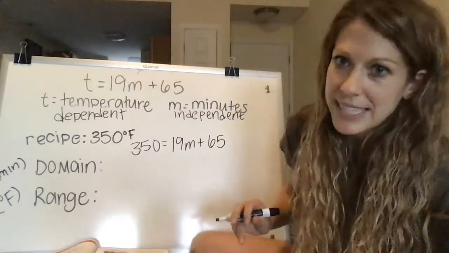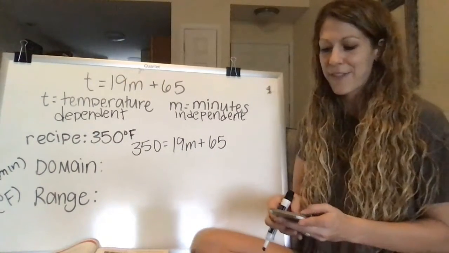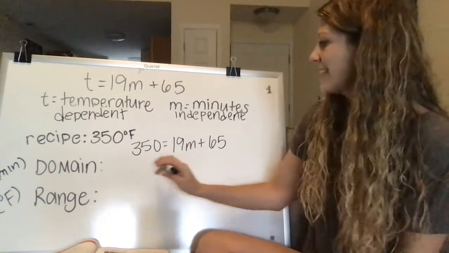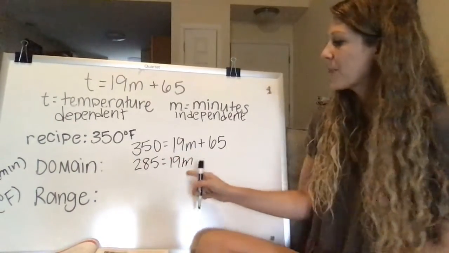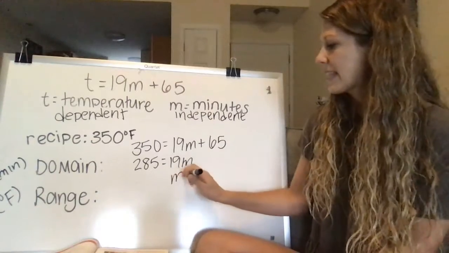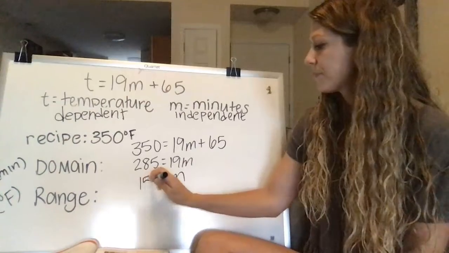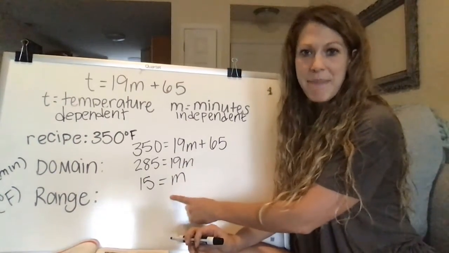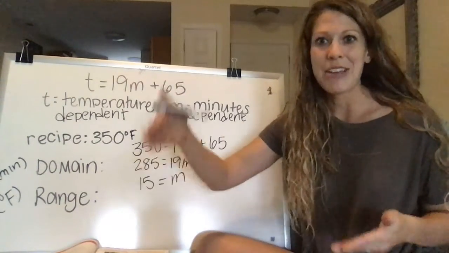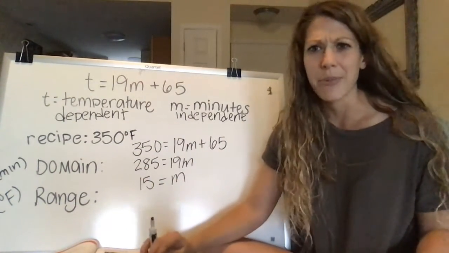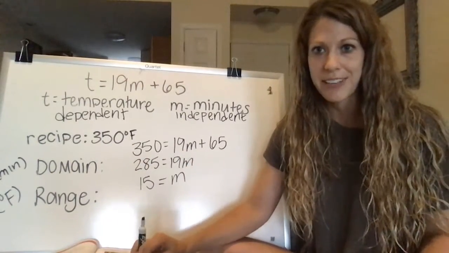So I don't make a mistake on video, I'm going to use a calculator. We're going to subtract 65 from both sides to get 285 equals 19m. Then we're going to divide both sides by 19, and I think that's 15. Yeah. So it takes 15 minutes to reach 350 degrees. If I would have kept going and just plugging in one number at a time, we only got up to like 3 or 4. We'd have to get all the way up to 15 before we reached 350 degrees.